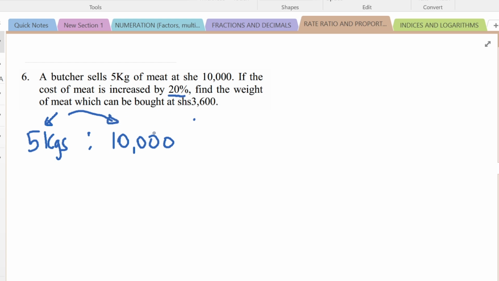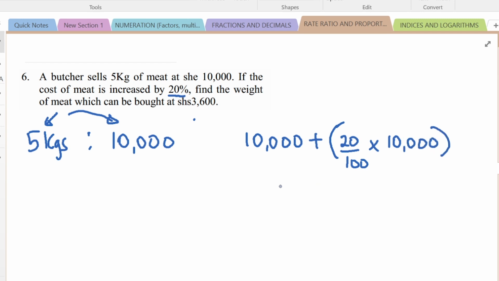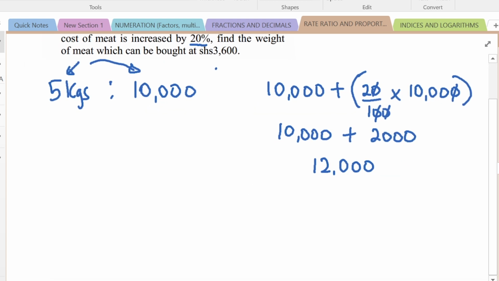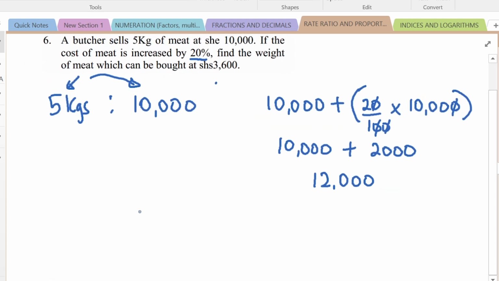So let's first increase this 10,000 by 20%. Increasing 10,000 by 20% is going to be 10,000 plus the increment. The increment is 20% of the original price, so it is 20 over 100 multiplied by 10,000. This goes with that, and we remain with 2,000. So this is going to be 12,000. So because of that 20% increment, 5 kilograms of meat are no longer 10,000.